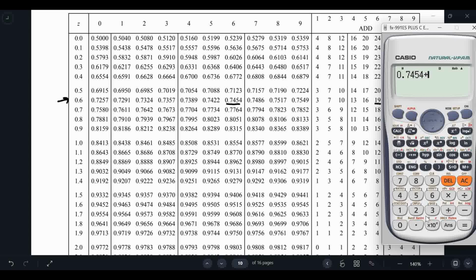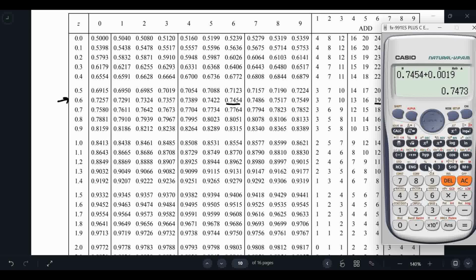0.7454 plus 0.0019. So this will be equals to 0.7473. Let me check it again. Yes, we need to add 19. So 0.7473.